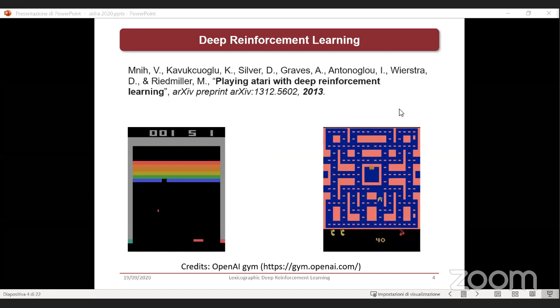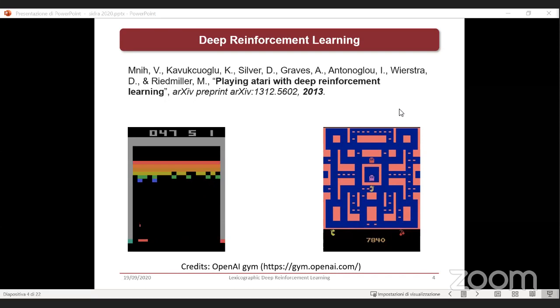Deep reinforcement learning is a branch of model-free control that rose to popularity over the past few years. The most impactful contribution is probably Playing Atari with Deep Reinforcement Learning, which appeared in 2013. In this paper, the authors proposed DQN, an algorithm that stands for deep Q networks, utilizing which they were able to train several different autonomous agents able to play some Atari video games. Here on the screen, a few examples.